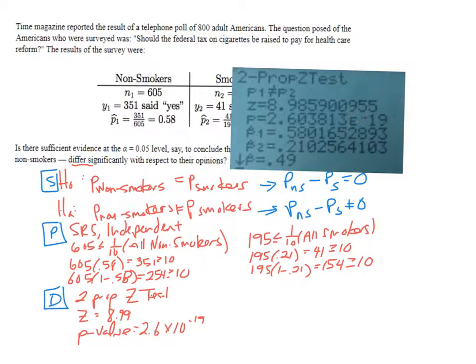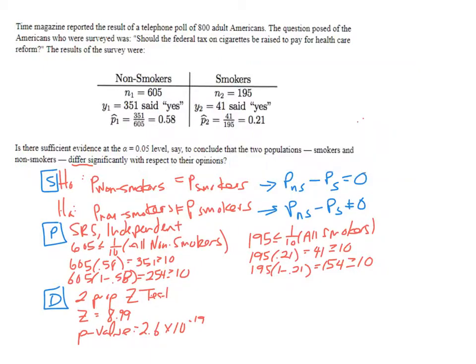The one last thing I'll call your attention to here is this p-hat at the bottom. You have our proportion 1, proportion 2. This is a pooled proportion. So if you actually added up the 351 and the 41 and divided that by the total 800, this is the total pooled proportion that said yes. That's not really any information we need. Okay? All right, let's do the conclusion for this.